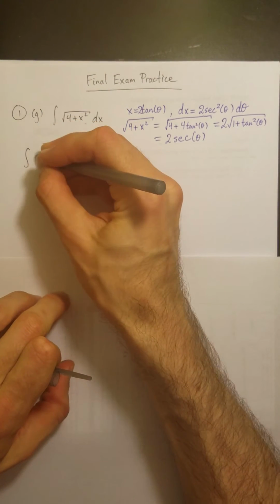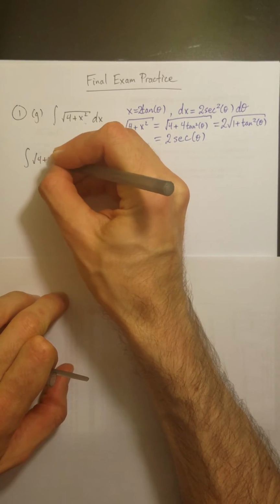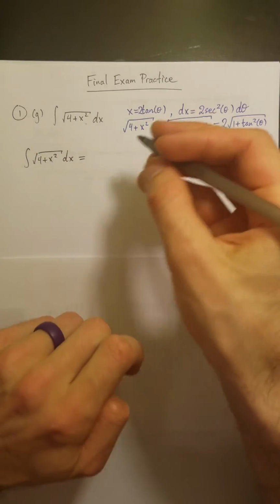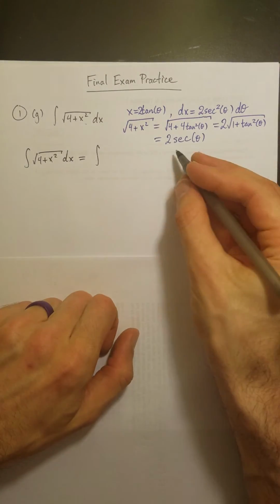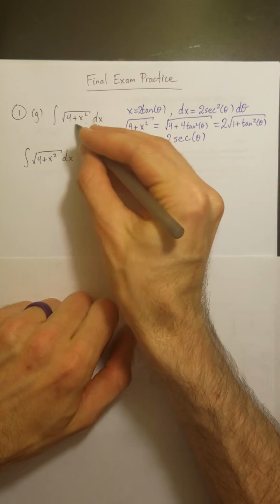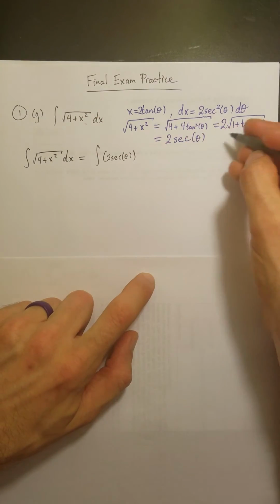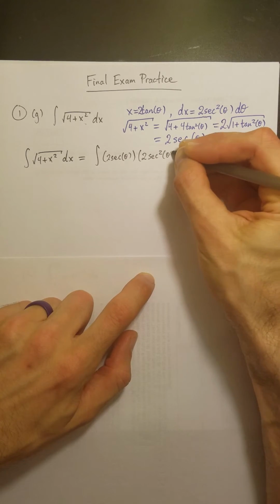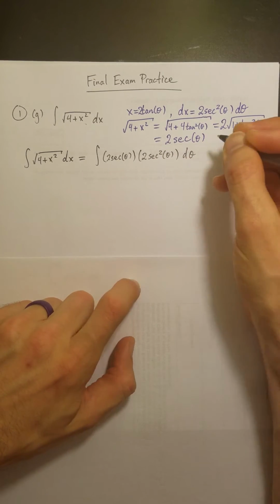So our integral is the square root of 4 plus x squared with respect to x. I do my substitution and rewrite everything, so I get a 2 secant theta from the square root of stuff, and then from the dx I'm going to get a 2 secant squared theta d theta.